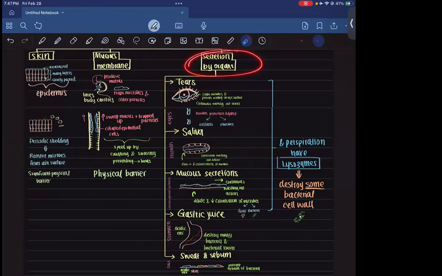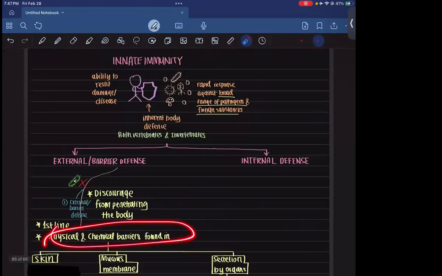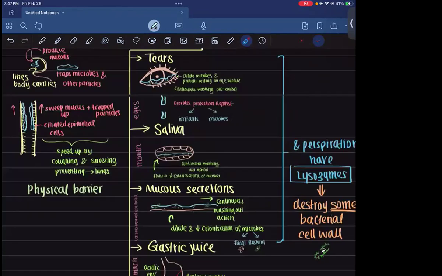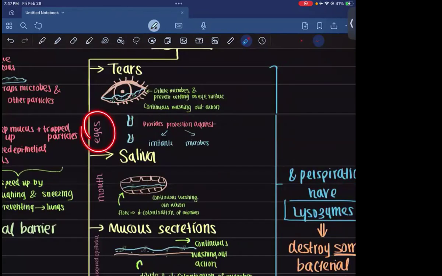So the physical and chemical barriers are found in skin, in mucous membrane, and in secretions by various organs. Now let's look at the secretions. First of all, let's take a look at the eyes. In your eyes, you will be having what? You will be crying. Let's imagine something gets into your eyes. What will happen? There will be tears. Tears will start to form.